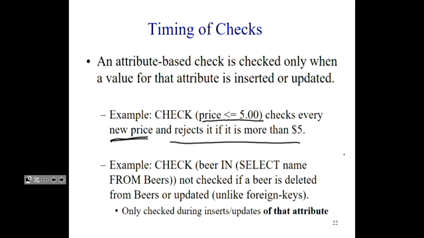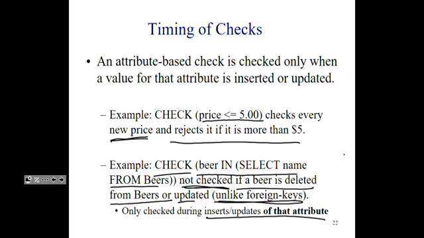Similarly, for this check, beer in select name from beers, this is not checked if a beer is deleted from the beers relation or updated, unlike foreign keys. Unlike foreign keys, which do look at updates, deletions and inserts to both relations, this is only checked if that attribute is updated or inserted. So it's not checked for updates to the referenced relation. It's only checked for updates to the referencing relation. Is this clear?